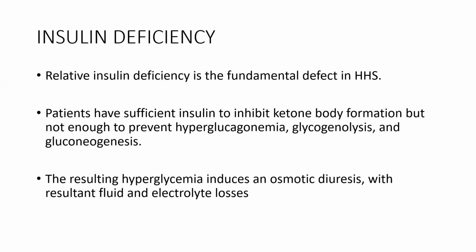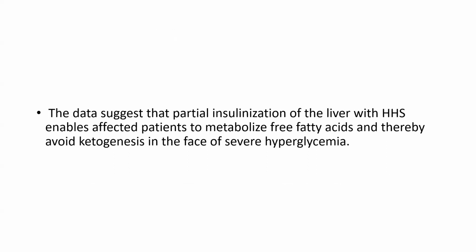Patients have sufficient insulin to prevent ketone body formation, but not enough to prevent hyperglycemia, glycogenolysis and gluconeogenesis. The resulting hyperglycemia induces osmotic diuresis with resultant fluid and electrolyte losses. The data suggest that partial insulinization of the liver in HHS enables affected patients to metabolize free fatty acids and therefore avoid ketogenesis in the face of severe hyperglycemia.